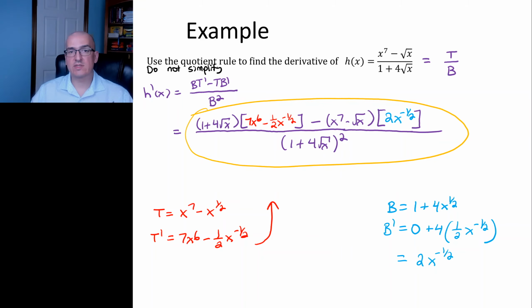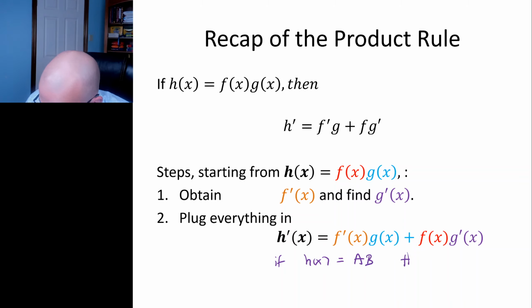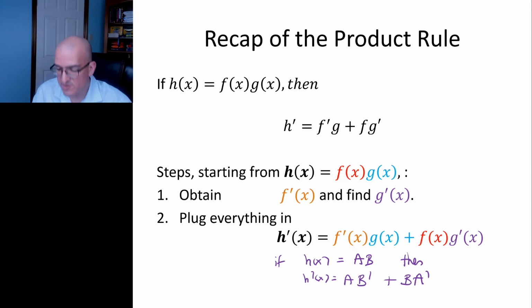So that gives you a selection of question types that involve the quotient rule. As a recap of the last two videos, we saw a new derivative rule called the product rule, which works when you have two functions multiplied together. You can call them f and g, or we could say if h of x is a times b, then h prime of x equals a times b prime plus b times a prime. There are many different ways the formula is written, but they're all essentially the same.